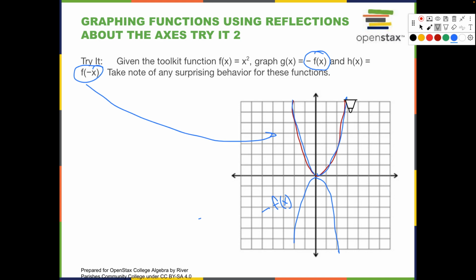So if the negative is next to the f, it's in the x-axis? Yes. Okay. And the opposite is the y-axis? Yes. So again, kind of an opposite. That's an x-axis flip. This is a y-axis flip, reflection. So far, so good.